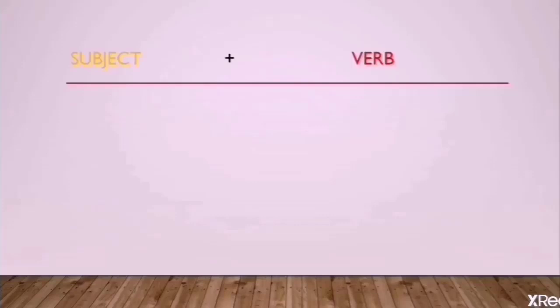Now let's learn different patterns of sentence building. First one is subject and verb. Sadaf reads. Sadaf is a subject. Reads is a verb. She is eating. She is a subject. Is eating is a verb. Ali will leave. Ali is a subject. Will leave is a verb.